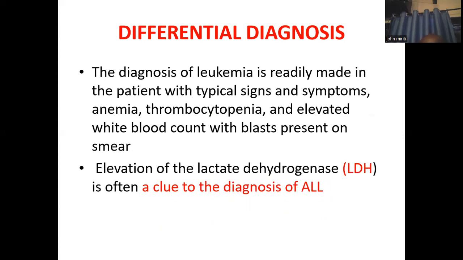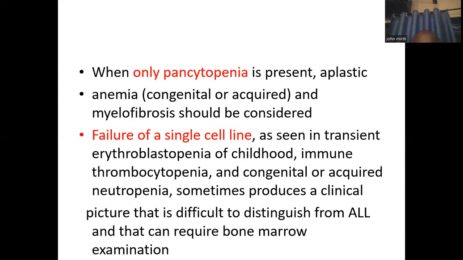So the diagnosis of leukemia is readily made in the patient with typical signs and symptoms: anemia, thrombocytopenia, and elevated white blood count with blasts present on the smear. Elevation of the lactate dehydrogenase is often a clue to the diagnosis of acute lymphoid leukemia. When only pancytopenia is present, aplastic anemia, congenital or acquired, and myelofibrosis should be considered.